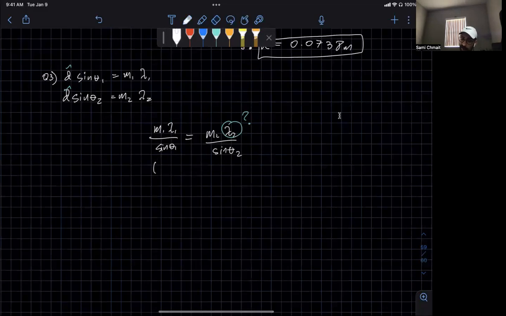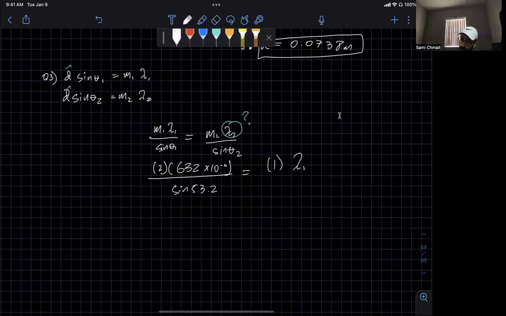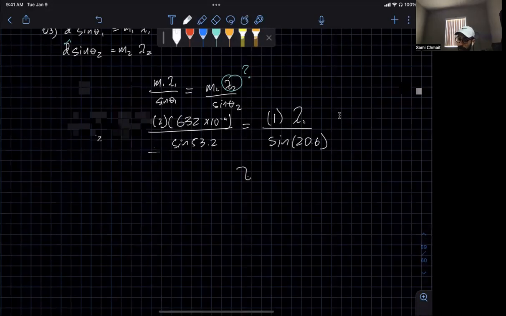Okay, so we're dealing with the second order situation here. The wavelength is 632 times 10 to the -9 divided by sine 53.2 is equal to the first order situation, the unknown wavelength divided by sine of the angle that we're told, 20.6. So now you know to just isolate lambda 2 to one side, solve everything out, and you get 556 nanometers.